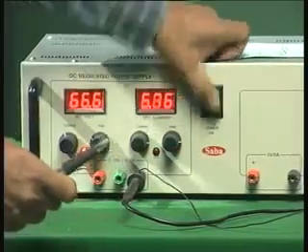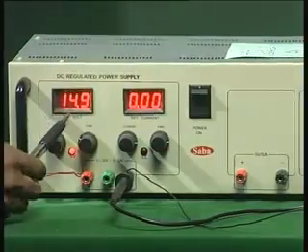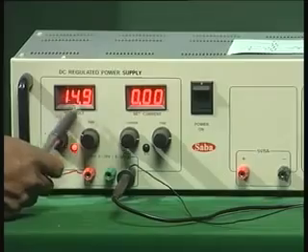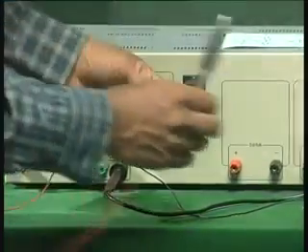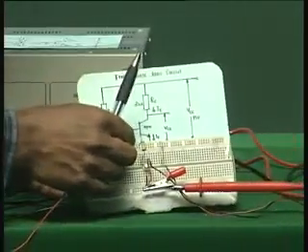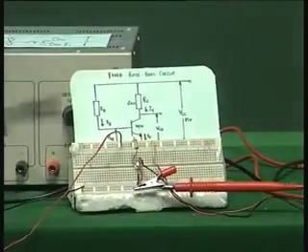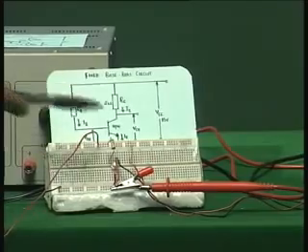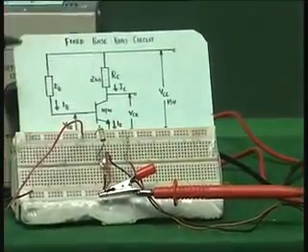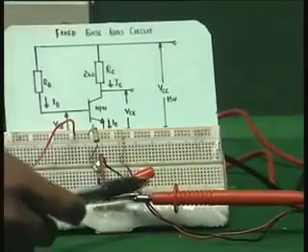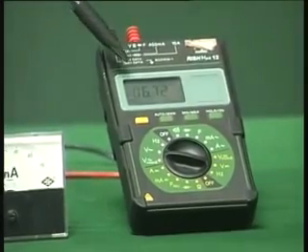Let me switch on the power supply. Now you can see the power supply reads around 15 volts, 14.9 volts. Now I connect this power supply to this circuit. The moment I connect, I have 820 kilo ohms at the base, and I have 2 kilo ohm as the RC, and the transistor is there. I am monitoring the collector voltage, and the collector voltage is around 6.72.